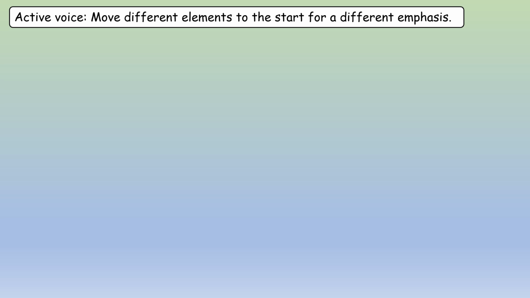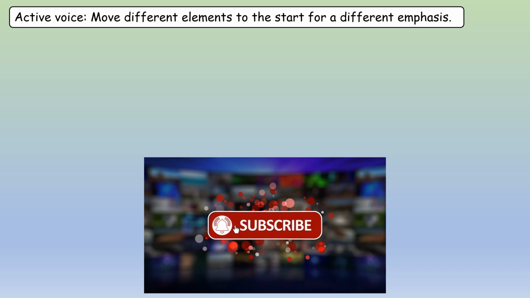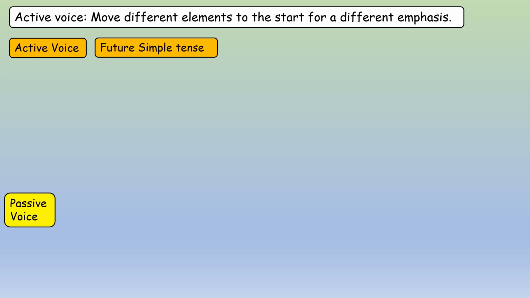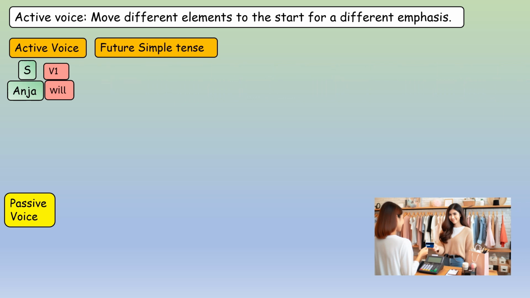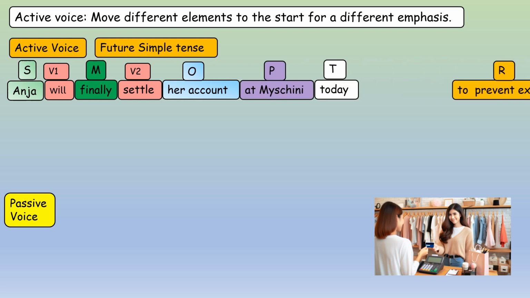We are exploring some other possibilities now. Active voice. Move different elements to the start for a different emphasis. Active voice, future simple tense. Anya, subject, will. Finally, there's our adverb of manner. Settle, that's our second verb. That's the verb infinitive that goes with will. Her account, that's our object. At Mashini today to prevent extra charges.